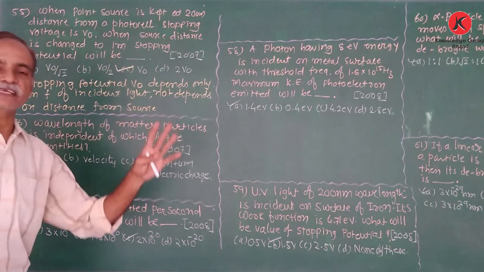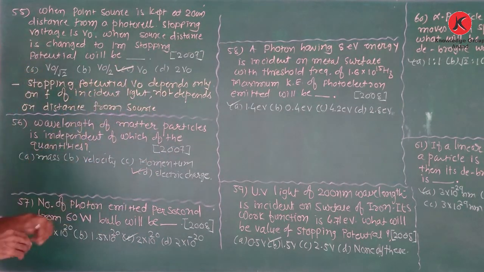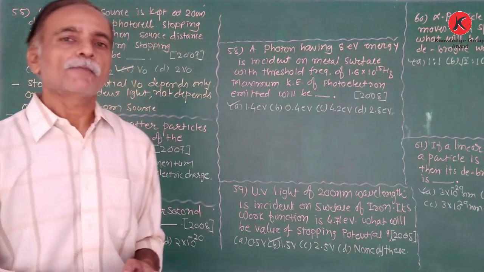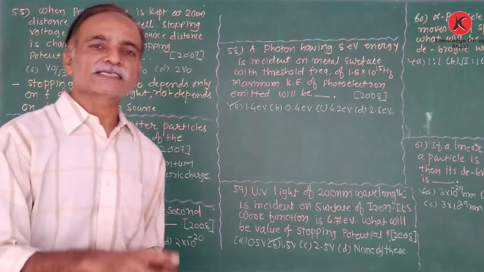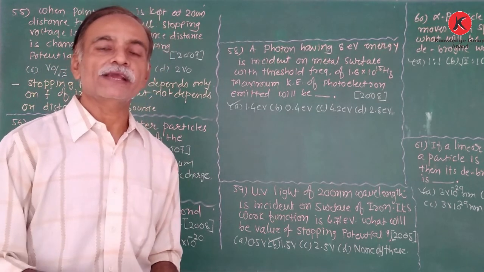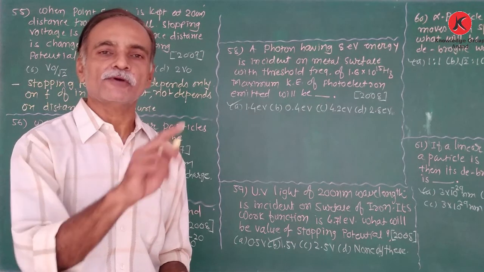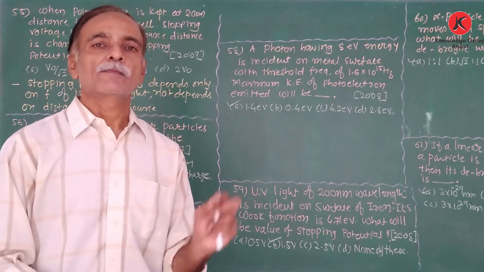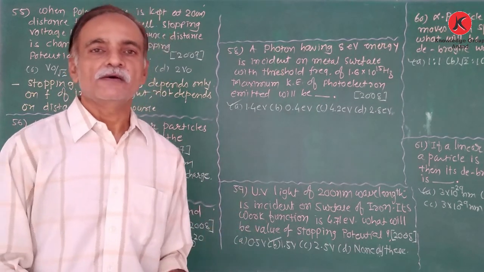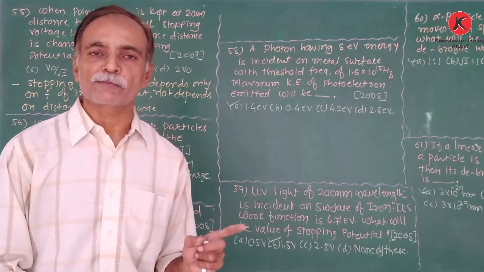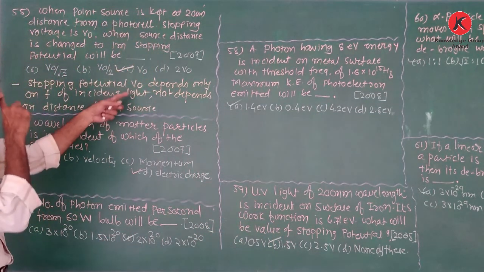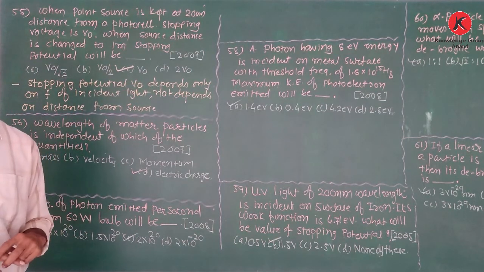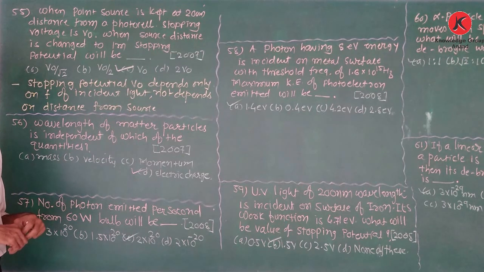Again, the stopping potential V0 depends only on the frequency of the incident light, not on the distance from the source. Because already we know that in the characteristics of photoelectric emission, if the frequency of incident light is more than or equal to the threshold frequency, at that time photoelectrons are produced from the photosensitive surface. To stop these photoelectrons from reaching the anode, we apply the potential that is known as the stopping potential. Therefore, stopping potential depends only on the frequency of incident light, not on the distance from the source.